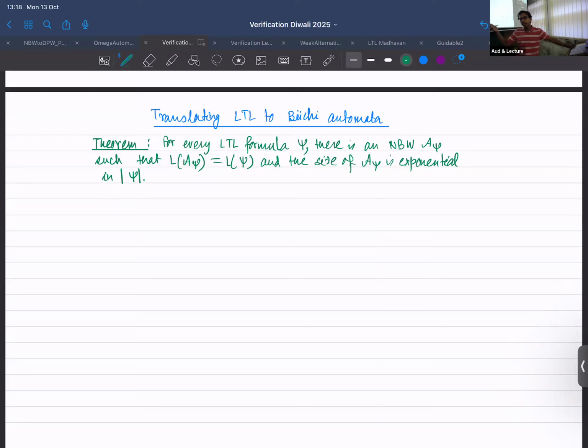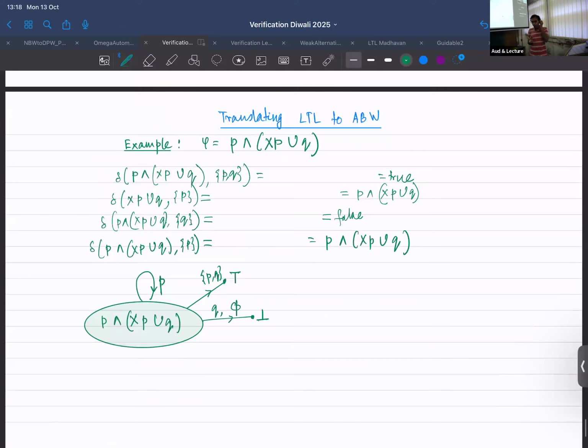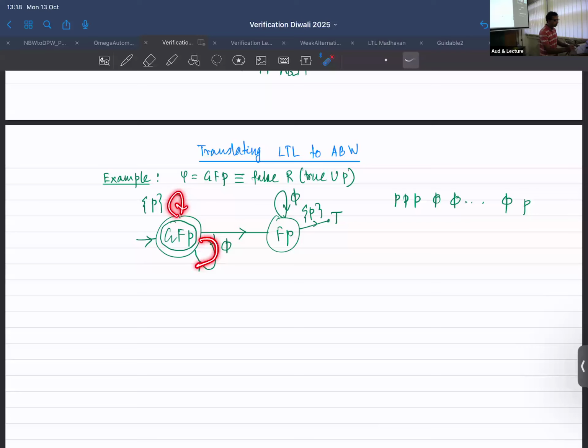Now if you consider an NBW, it will be exponential, right? You get a 3 raised to n because of the Miyano-Hayashi construction. But if you look at all these automata, one thing to note is that the cycles have a single state. These are self loops, right? Here there is a self loop. Similarly here, all the cycles, the SCCs, only have a self loop.